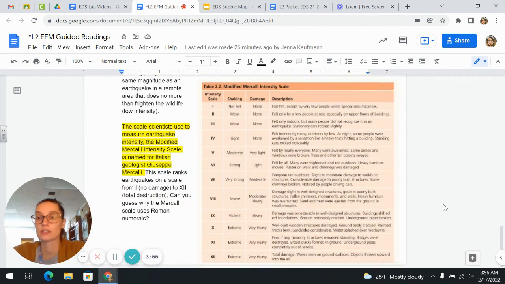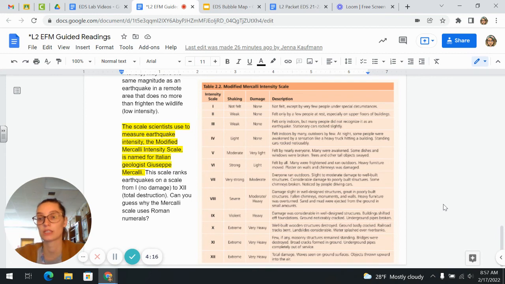The scale scientists use to measure earthquake intensity is the modified Mercalli intensity scale, and it's named after the Italian geologist Giuseppe Mercalli. The scale ranks earthquakes from Roman numeral I, which means no damage, to Roman numeral XII, meaning total destruction.